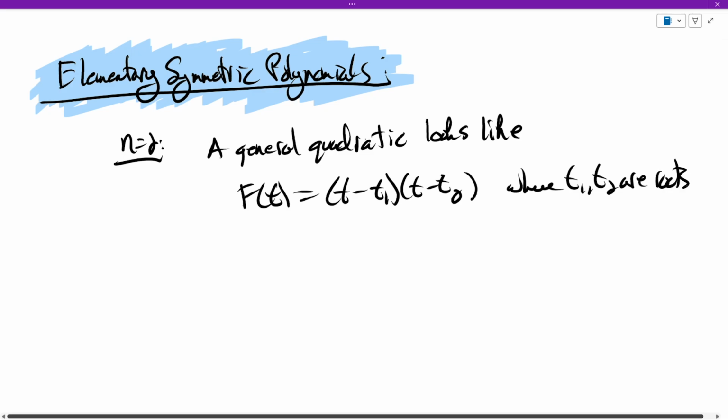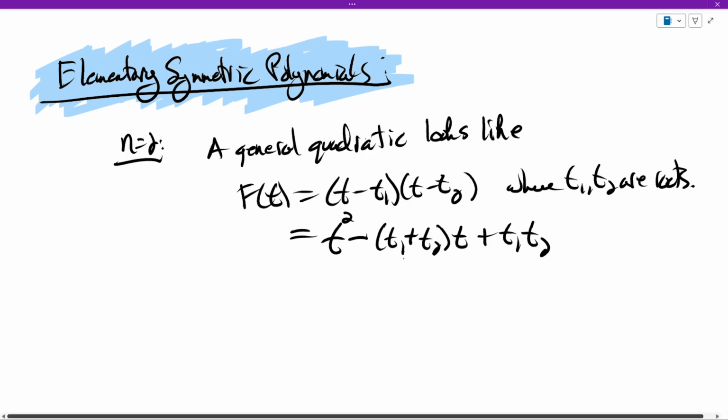We can factor it over C, as long as the polynomial is defined over C, and it looks like that. Now, what happens when we multiply that out? Well, we're going to get t squared, and then what's the way we can get a linear term in t? Well, we have to do the outside and the inside. So that's going to be minus (t1 plus t2), and then our constant term is t1 t2.